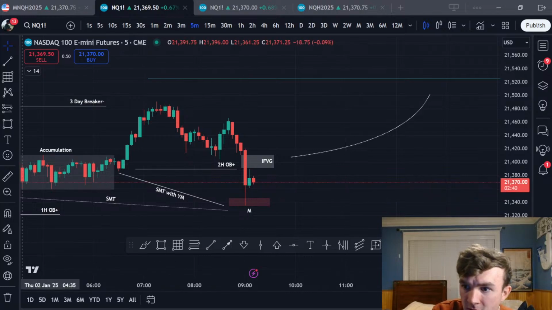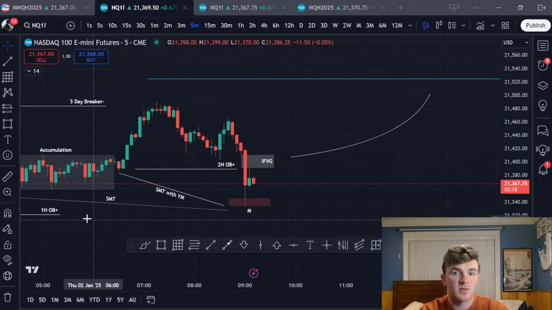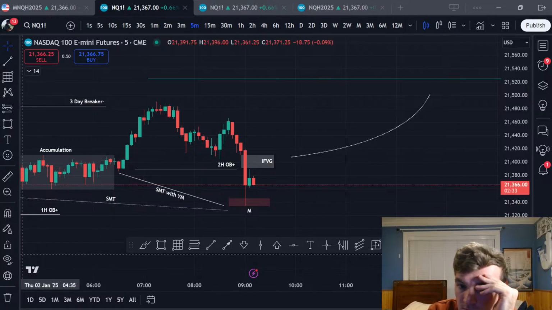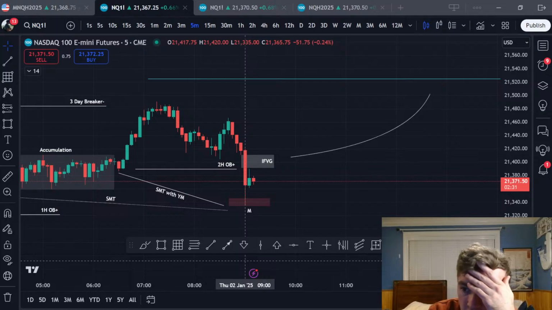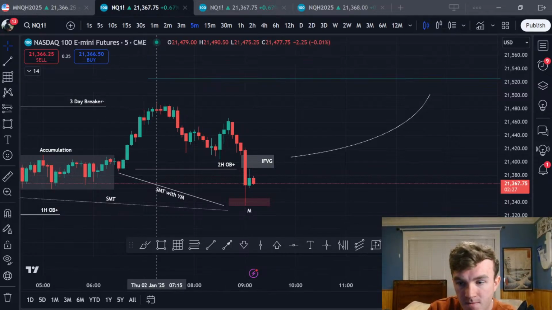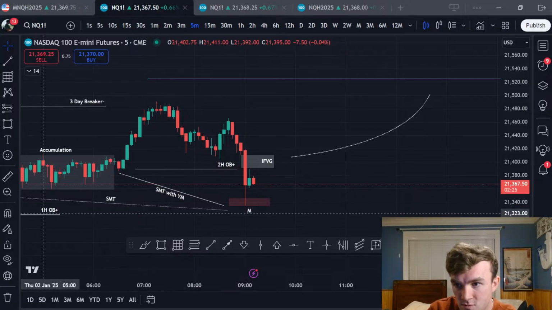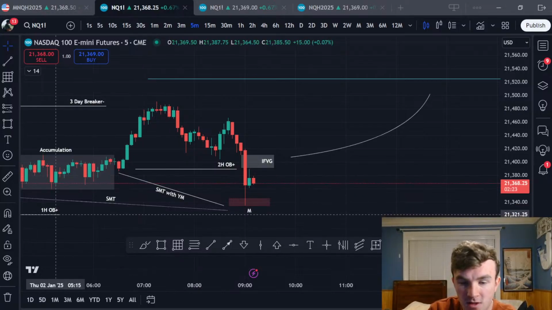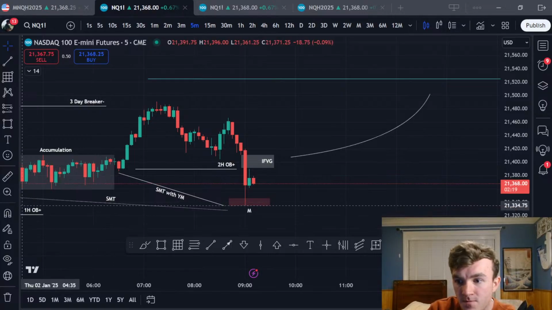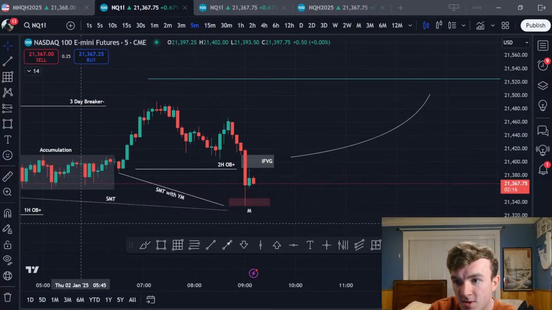I wondered, was this SMT sequential? That's something I want to know. Yeah, it was. So once again, London was sponsored by Key Level. This is a sequential SMT.